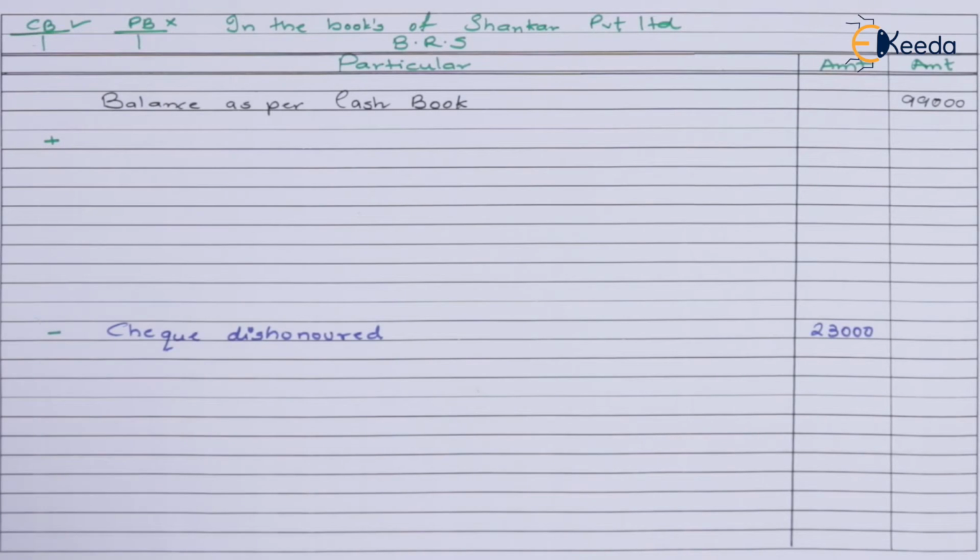So add, if it is wrong, then it has to be subtracted. So on the subtraction side, this amount will be mentioned.